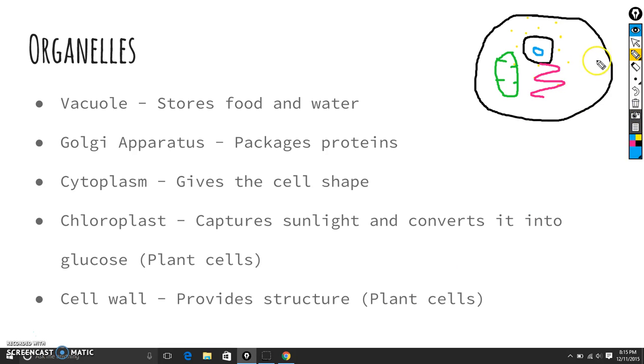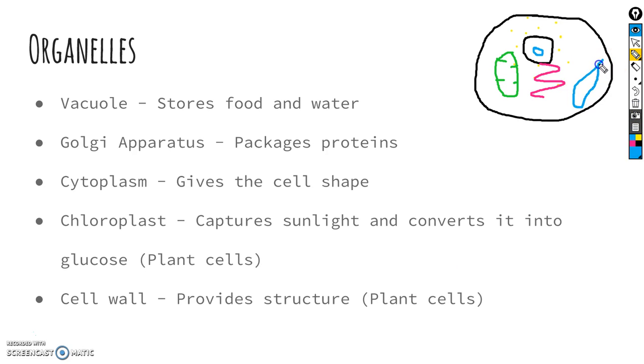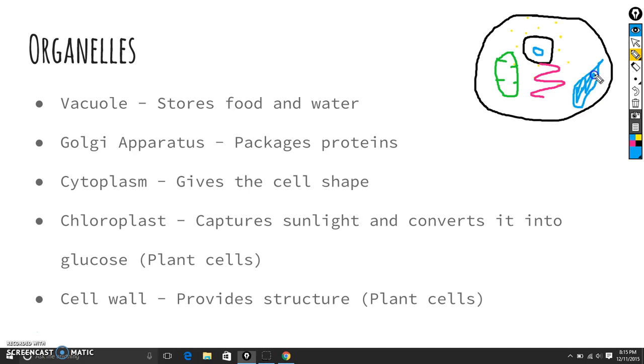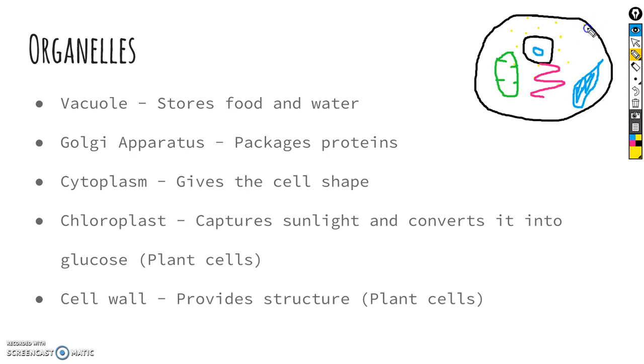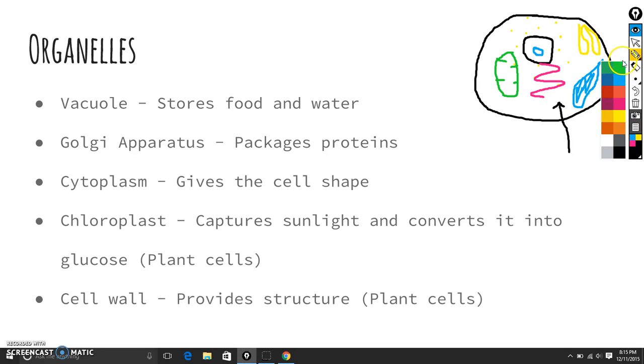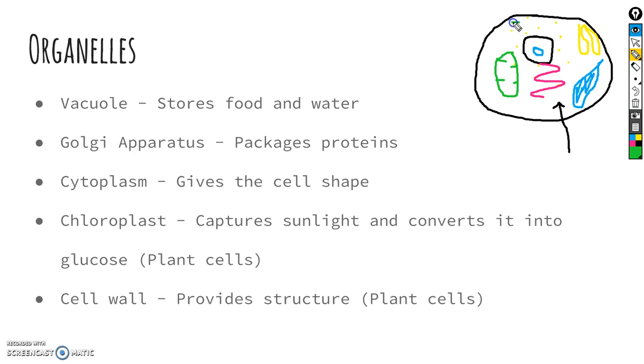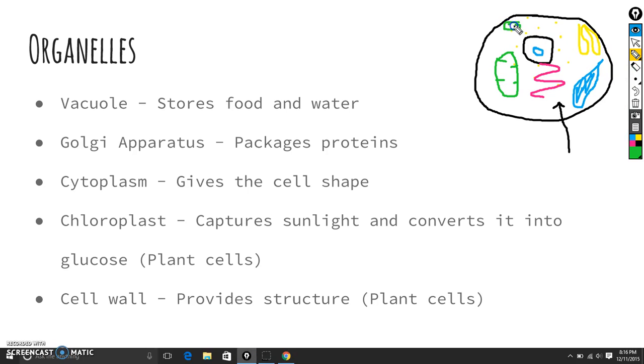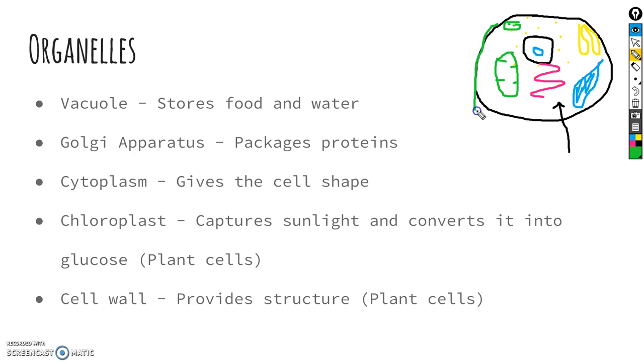Other organelles include the vacuole, which stores food and water, the Golgi apparatus, which packages proteins, the cytoplasm, which is the gel that gives the cell shape, and the chloroplast, which captures sunlight and converts it into glucose, but only in plant cells, and the cell wall, which provides structure, but again only for plant cells.